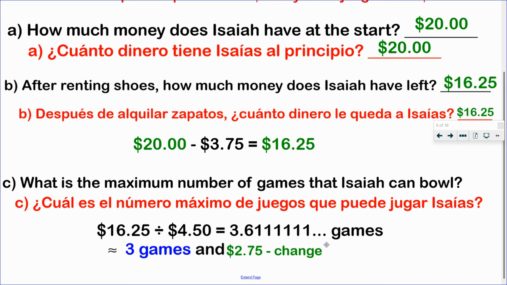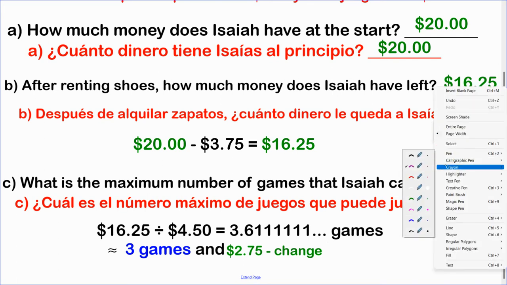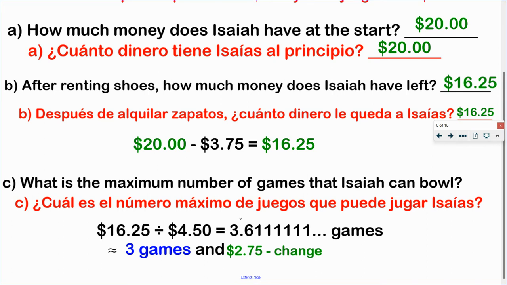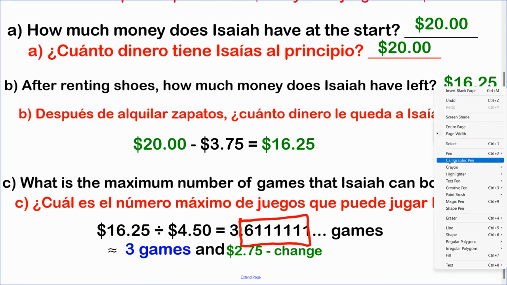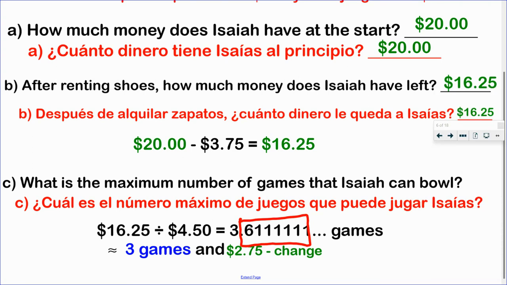Now, I do have a problem, I notice, with that 0.611, what's a half a game or something like that. So that is a problem because when you go bowling, you can only bowl a whole game or no game. So they're not going to bowl a partial game or let you bowl a partial game. So unfortunately, they're going to tell you, sorry, either you bowl 4 games or 3 games. So he's going to have to bowl 3 games and he'll have some change left over, $2.75. So that's one way of looking at it. I think it's the most direct way.